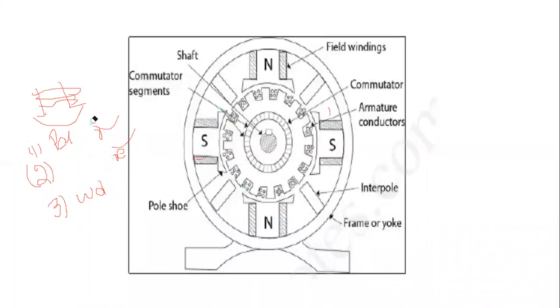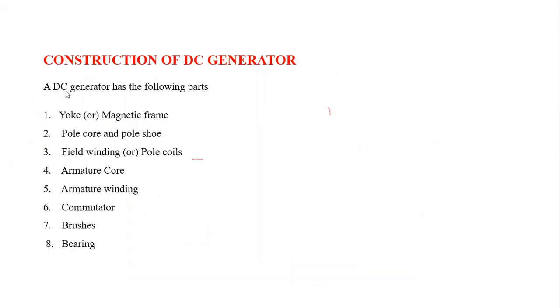Constructionally we are having the same parts for both the motor and the generator. How many parts are there? Mainly we are having eight parts. First one is the frame or the yoke. Next, pole core, pole shoe and field winding. These together are called the field system.